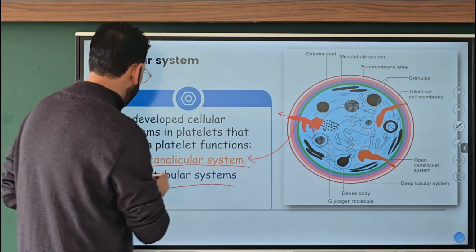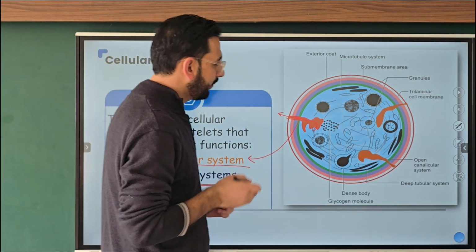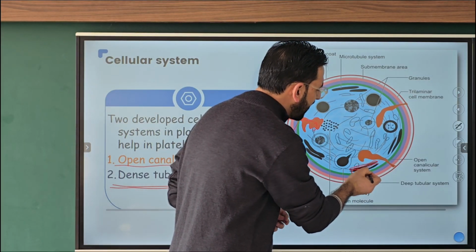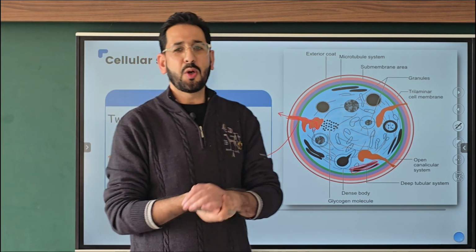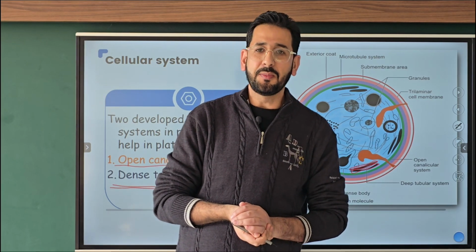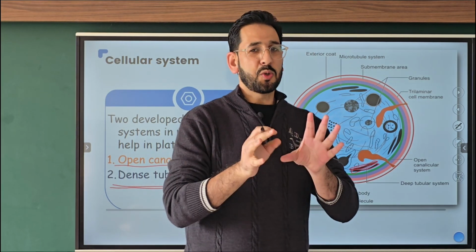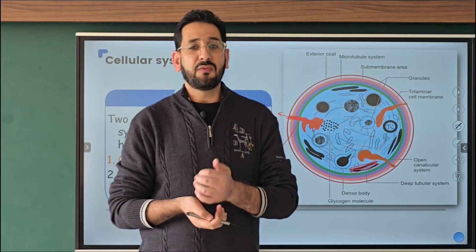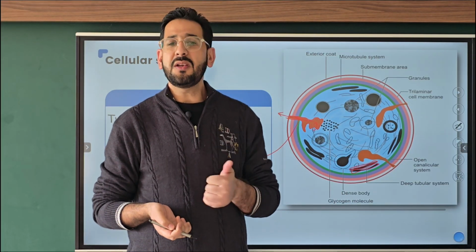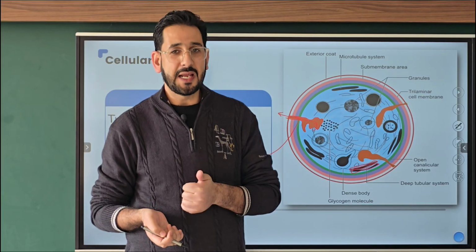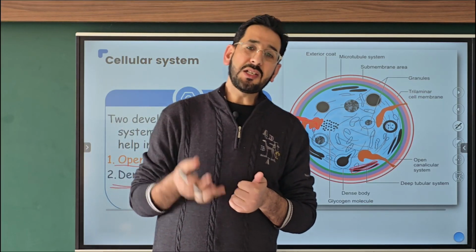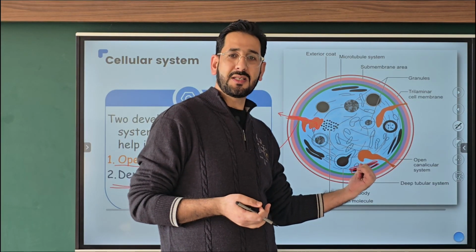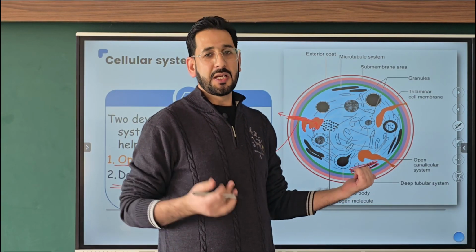The second thing is that there is a deep tubular system. Now, what are these deep tubular systems? These are actually the endoplasmic reticulum. Most importantly, the smooth endoplasmic reticulum, and we already know that it has the very, very important function of storage of calcium. That calcium is stored in this deep tubular system.